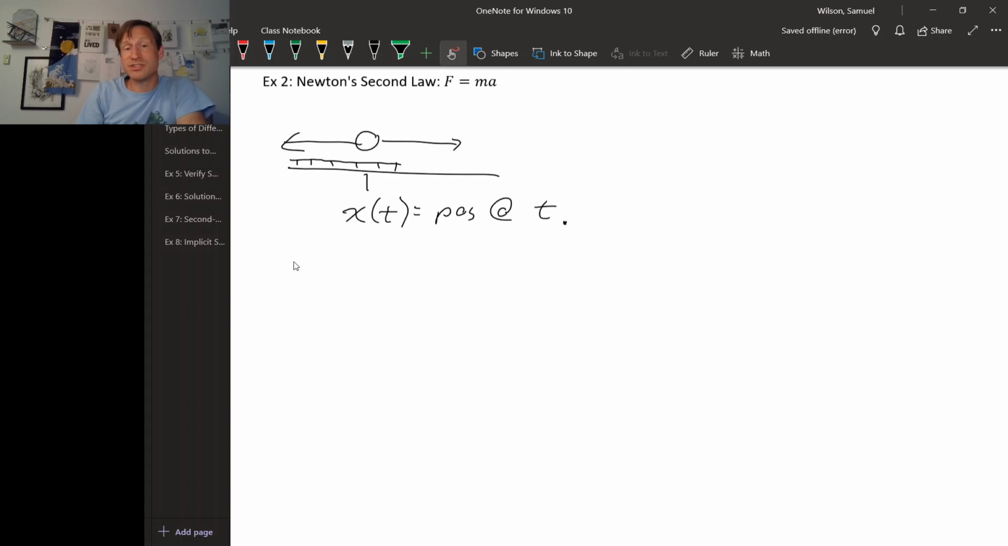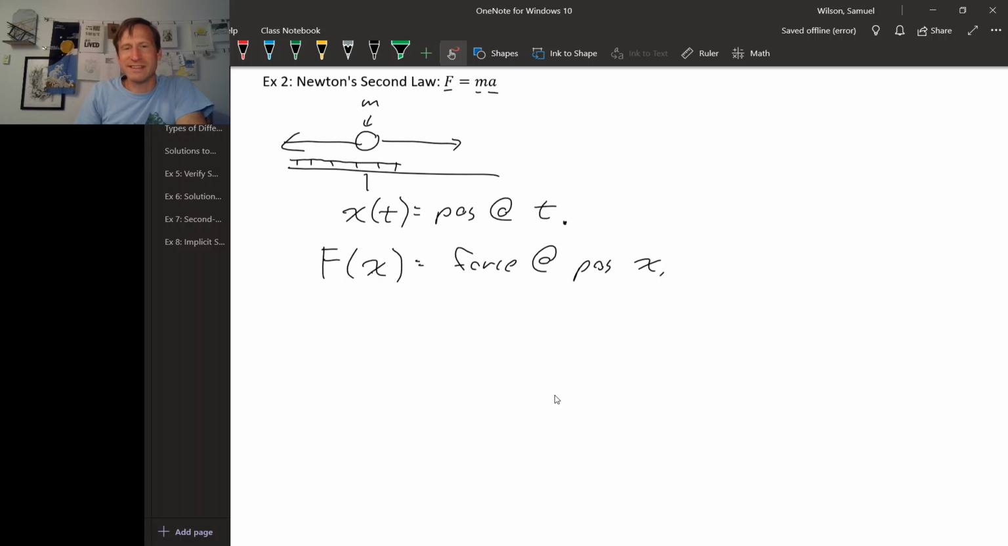In many situations, the force experienced by an object only depends on where it is. And so in that situation, the force would be just a function of x. So this is force at position x. Okay, so we have an interpretation for the force F. The mass, well, let's say this is just an object of mass m. So force equals mass times acceleration.